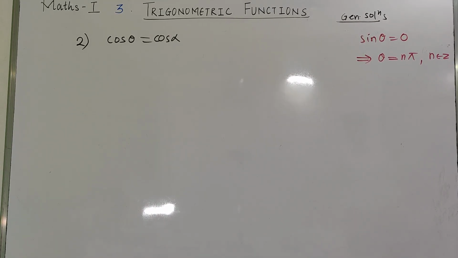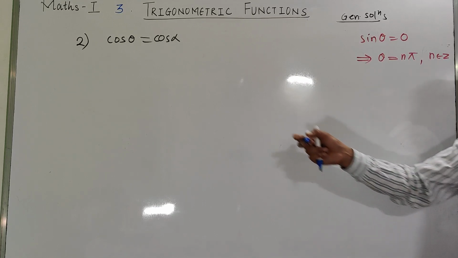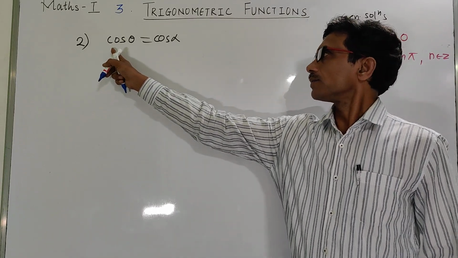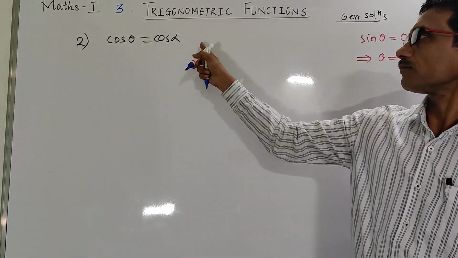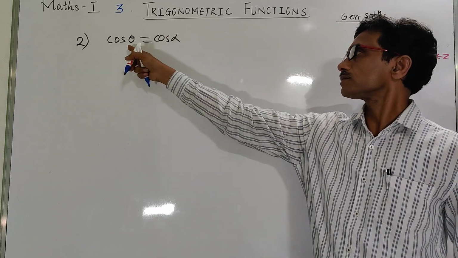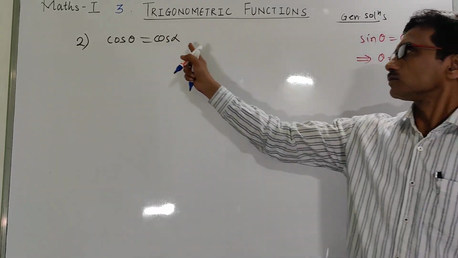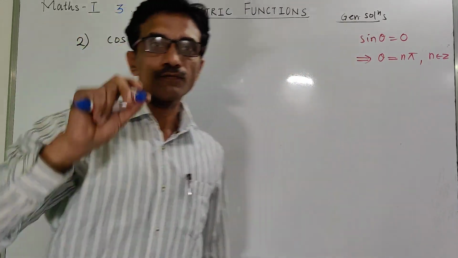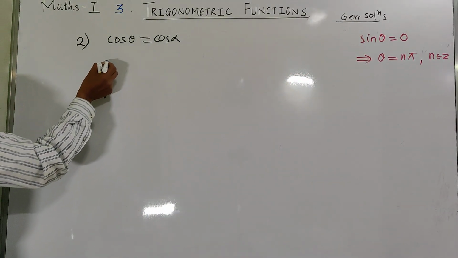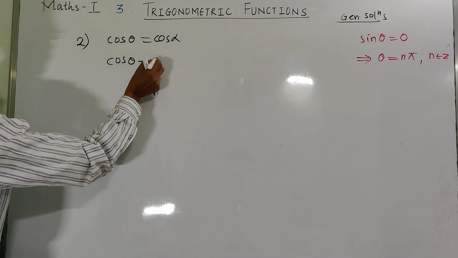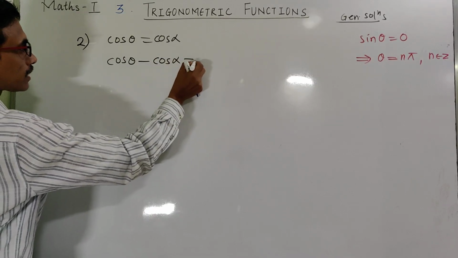Now look at the second equation, that is cos theta is equal to cos alpha. Now, cos theta is equal to cos alpha, we find what? The general solution of this equation. So let's transfer this cos alpha to the left hand side. You will get cos theta minus cos alpha, right hand side becomes 0.